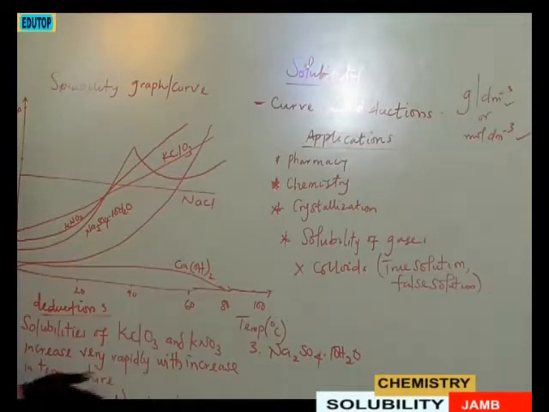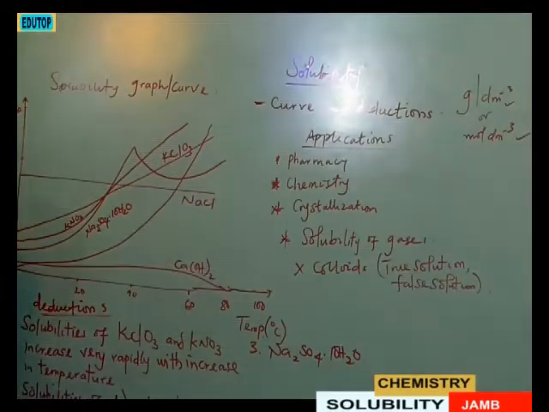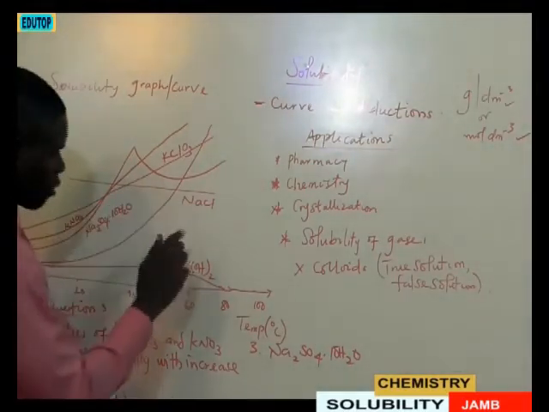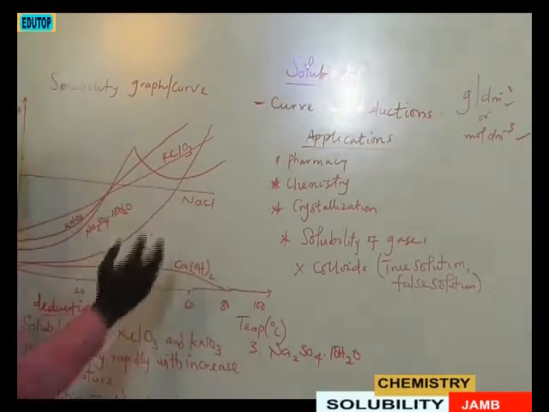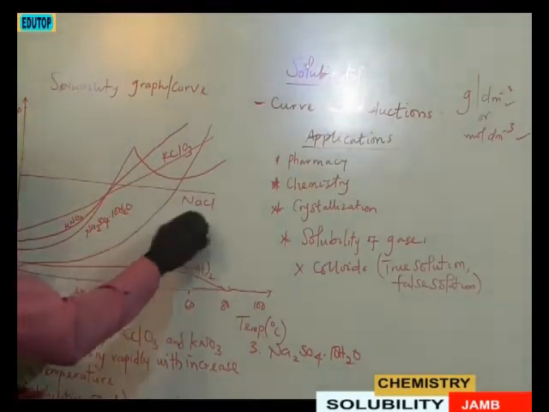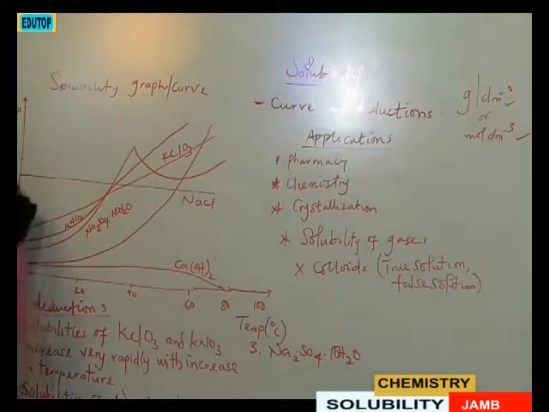Then solubility of sodium chloride and calcium hydroxide are independent of temperature, and that is true. You can see that it follows that horizontal line. And also sodium chloride, take note of that, it also follows the horizontal line. That means the solubility of sodium chloride is not affected by temperature. That is why you see it constant.